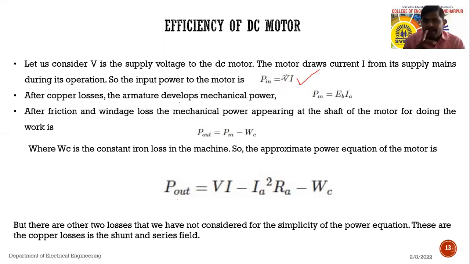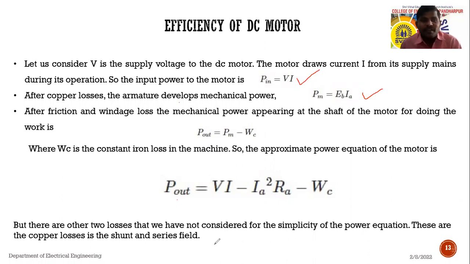Okay, now according to power stages, there are some copper losses between the supply and the armature of the machine. Machine च्या armature पासून supply पर्यंत मध्ये काय आहेत copper loss आहे. So if the copper loss is present in between, then the mechanical power will be developed in the armature. So this mechanical power developed, PM equals EB into IA, that is the value of back EMF and the armature current, EB into IA. It is the mechanical power developed in the machine.